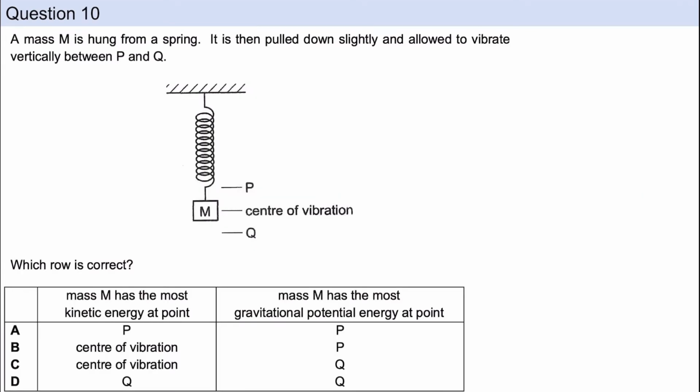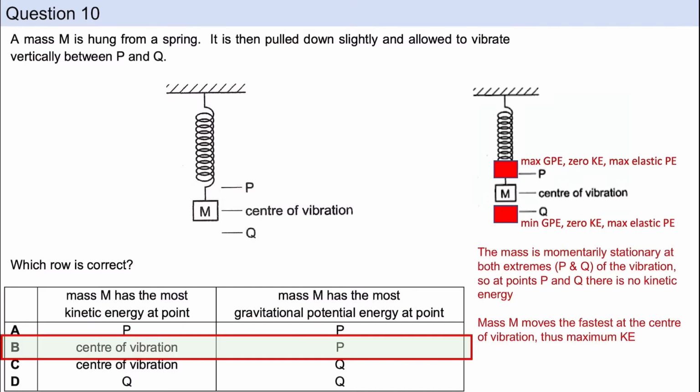In question 10, you have a mass that is hung from a spring. It is pulled down slightly and allowed to vibrate or oscillate vertically between P and Q. Which statement is correct based on the highest KE and the highest GPE? In this question, the most GPE will of course be at the highest position, which will be in P.